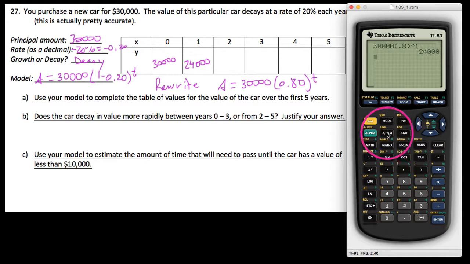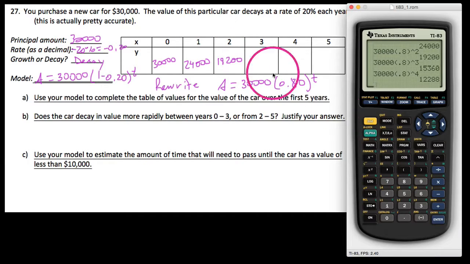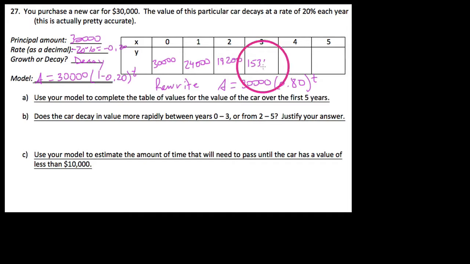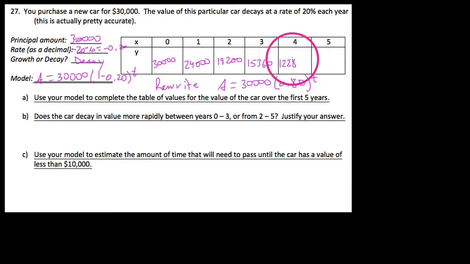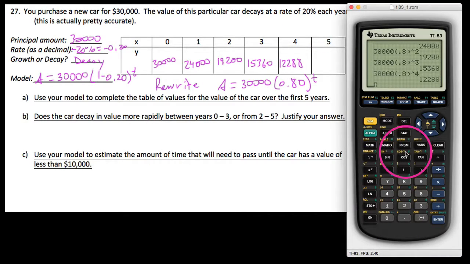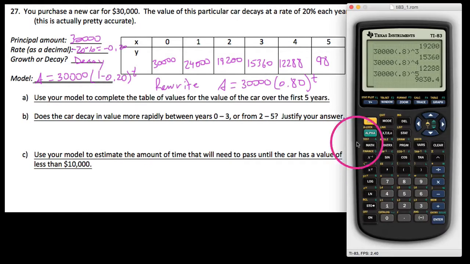And so turn my calculator back on, we can go ahead and now get 2 years, 3 years, and while I'm at it, I'm going to go ahead and get 4 years. I can fit 3 values at a time on this calculator. So 19,200 at 2 years is the value of my car. That's kind of depressing. 15,360 is at 3 years. 4 years, we got 12,288. And then 5 years later, just to make your day even worse, this is what your $30,000 car would be worth 5 years later, decaying at this rate: $9,830.40.